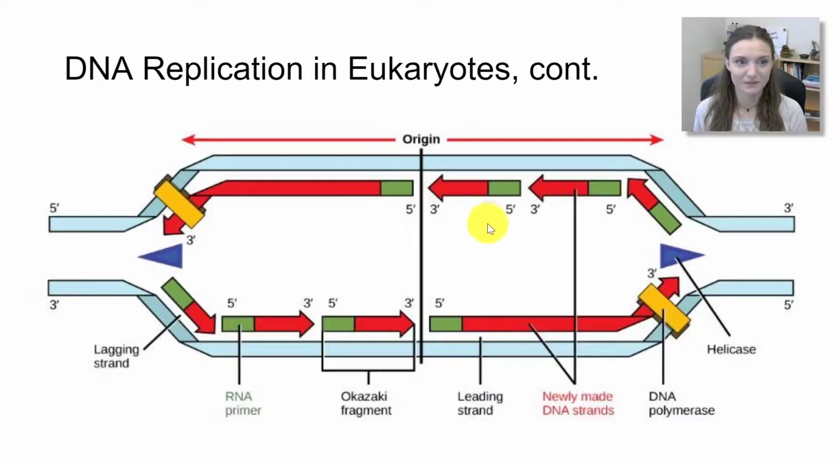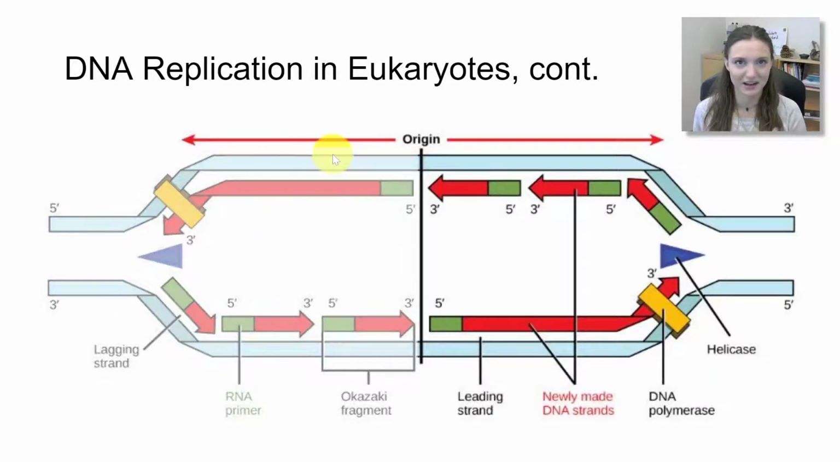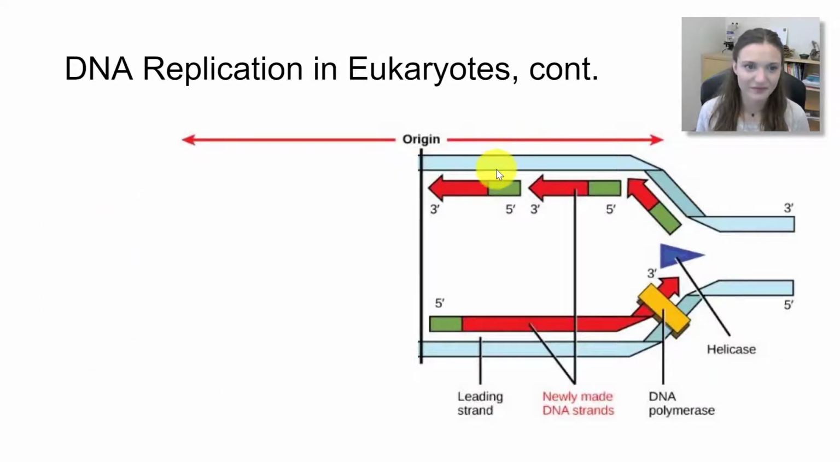So, let's ignore this left-hand side. I'm just going to cover that up. Here we have DNA helicase. Most of these enzymes are named for what they do. Helicase opens the helix. Helicase separates the two strands of DNA, which are shown here in this light blue ribbon, by breaking the hydrogen bonds between the bases.